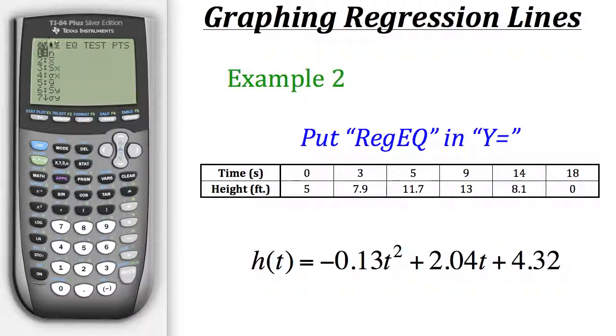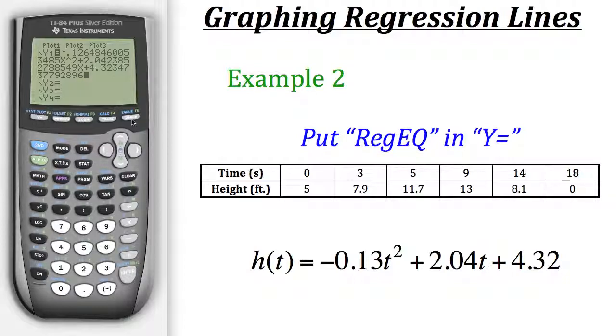Now after we do that, there's a few tabs here. We want to get over to the EQ tab. So we'll scroll over twice, and that very first option is our regeq. So when we hit enter on that, it automatically puts in the last regression line that we made. And it gives it to us in its complete decimal form. It will not round.